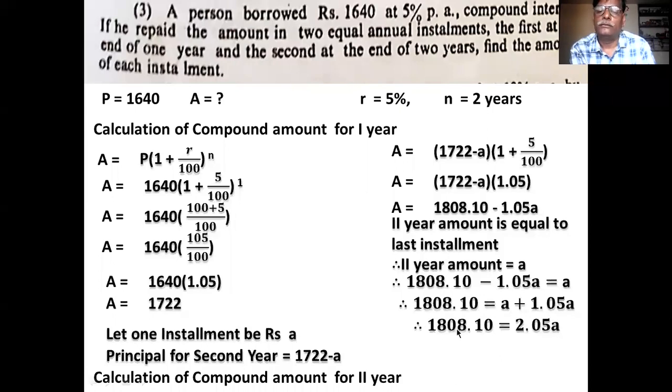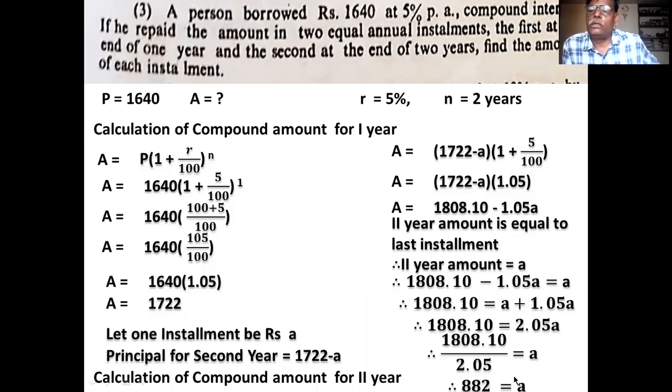So 1808.10 is equal to 2.05A. This is the point, remember. So you take this 2.05 to the left hand side. 2.05 is multiplied with A, therefore when you take it to the left hand side, it goes to the denominator place. Therefore 1808.10 divided by 2.05 is equal to A. Therefore 882 is equal to A.